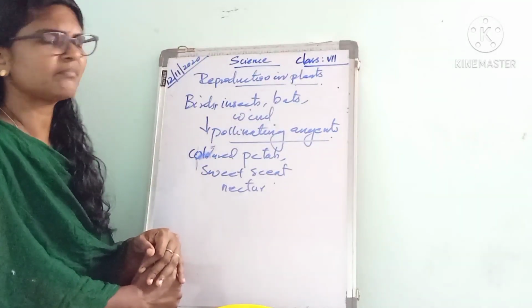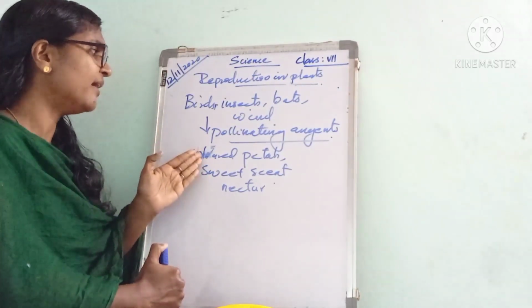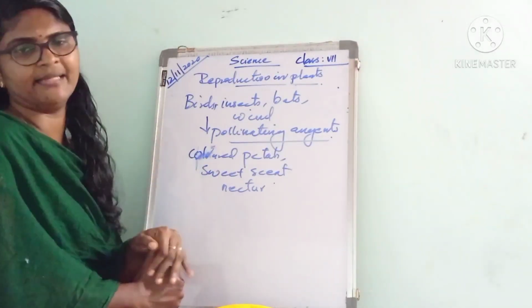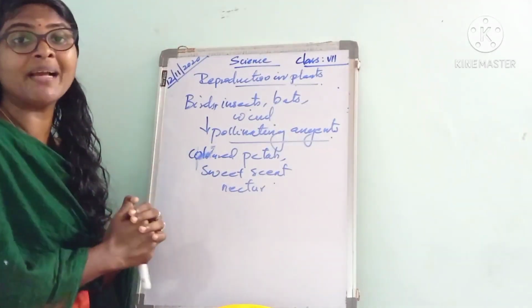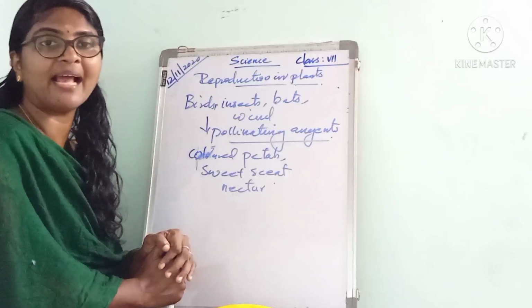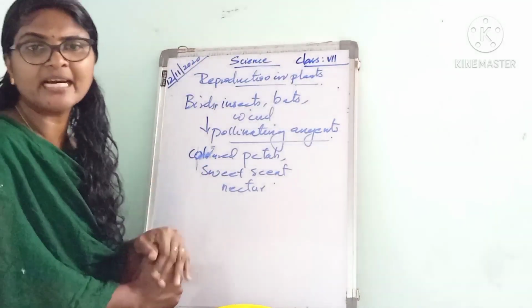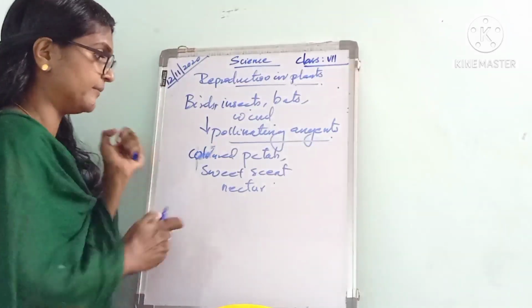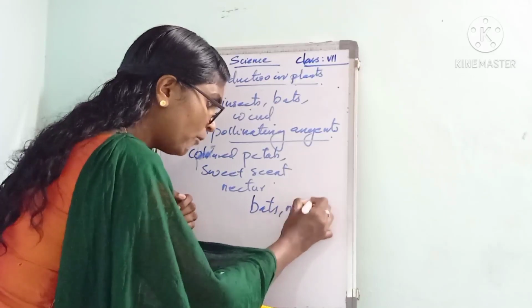That is about the insect pollinated plants. Some of the plants that bloom at night are pollinated by nectar feeding bats and moths.